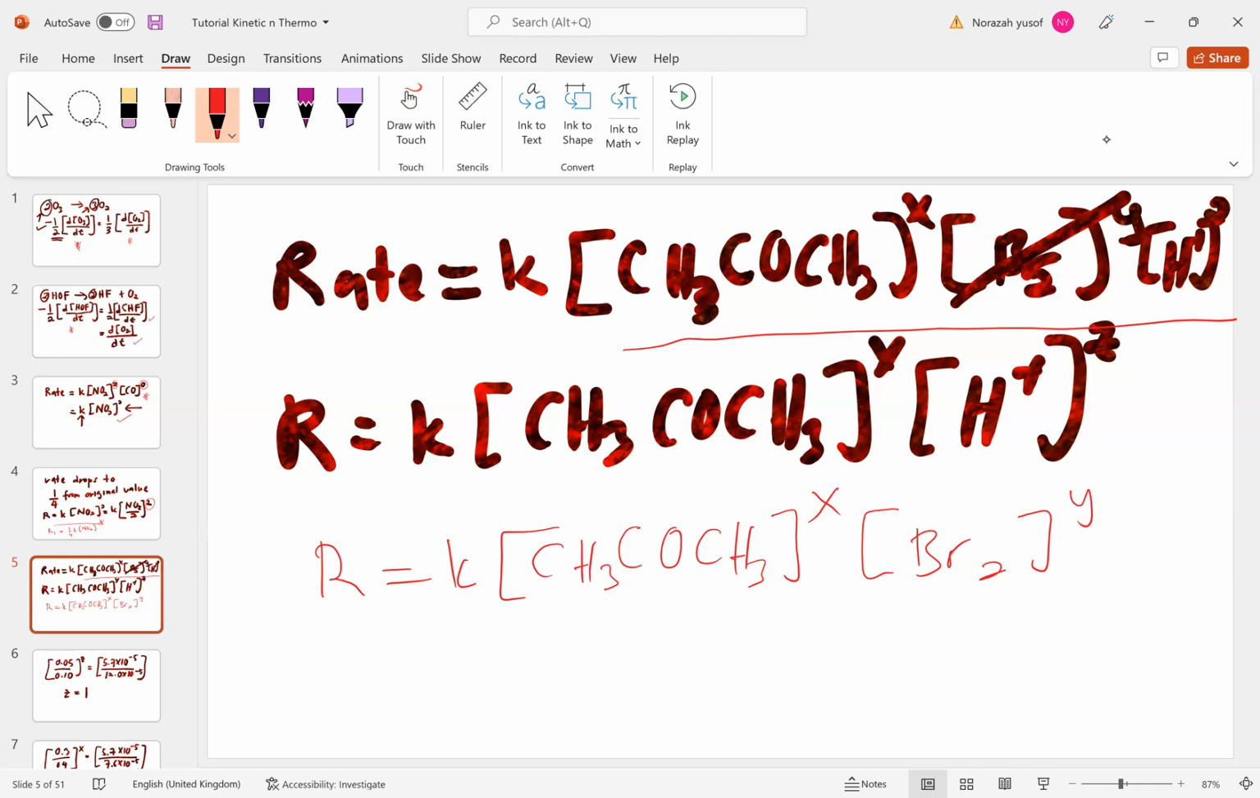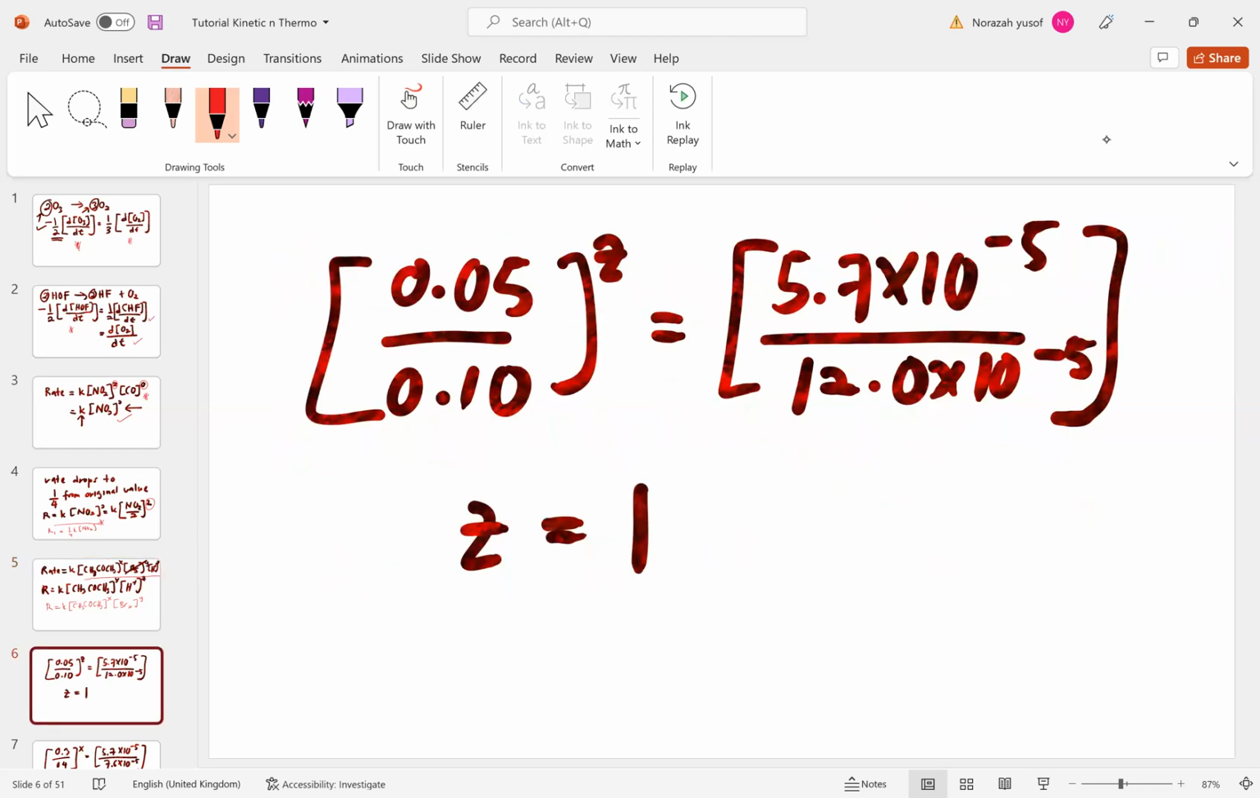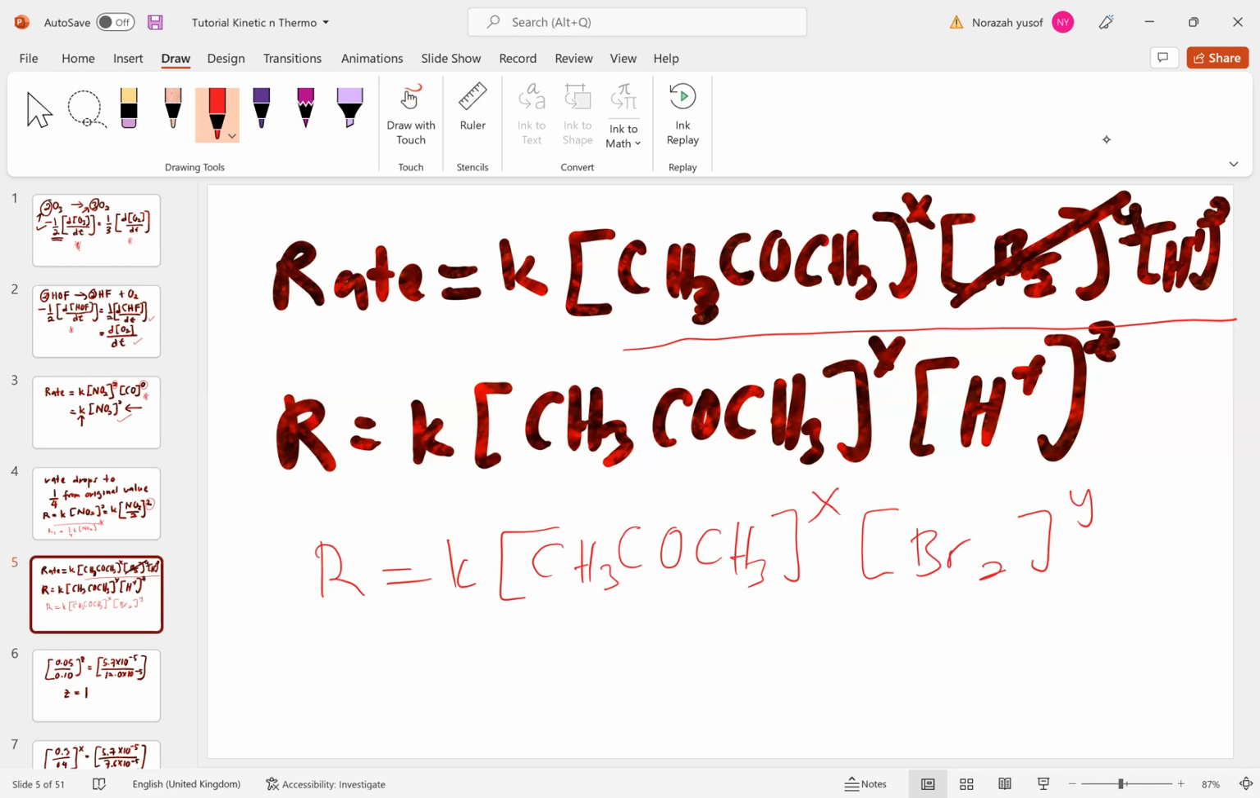Deduce the rate. Sekarang ni kita nak guna yang ni ya. Oh tapi sebab okay. Faham. Kenapa saya buat macam tu? Kenapa H plus masuk? Oh, I see. Because it is acid catalyzed.